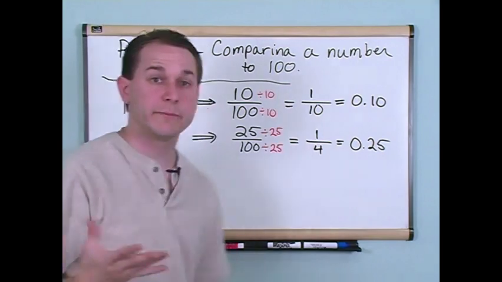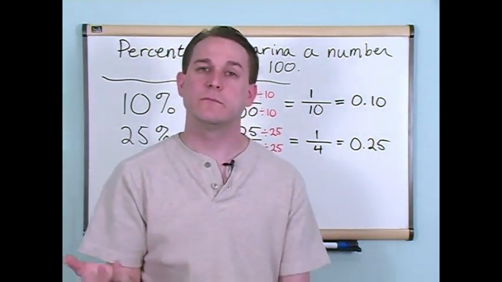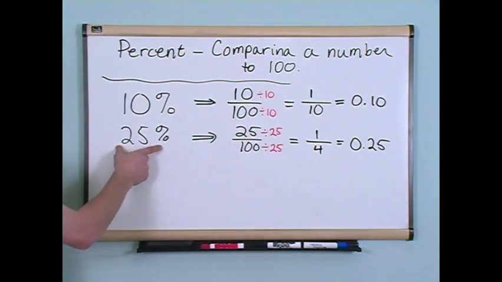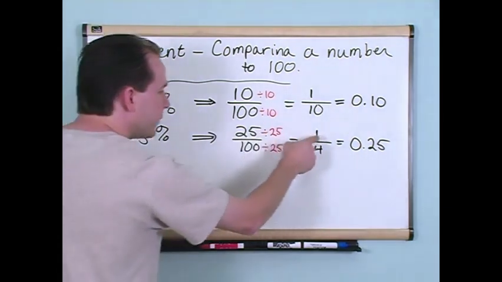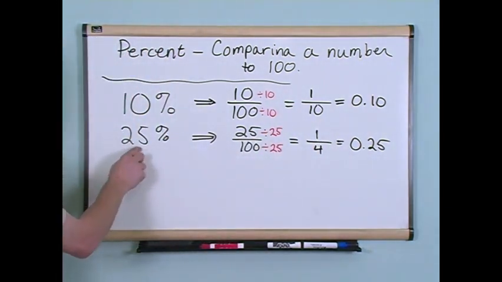So some problems may give you a percent, and they may ask, what is the fraction that is the same thing as this percent? Well, all you do is you take the percent, you put 100 on the bottom, you simplify it, and then you'll get your fraction. And if they ask you, well, what is the decimal equivalent of this percent? You just move the decimal 2 places to the left, okay?